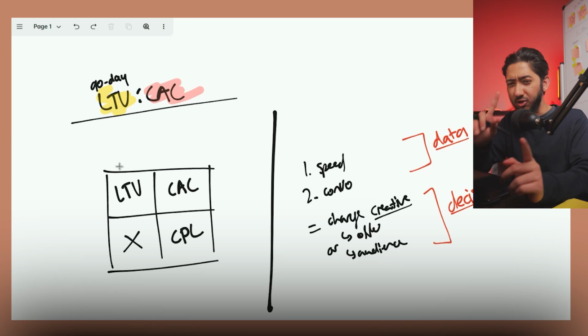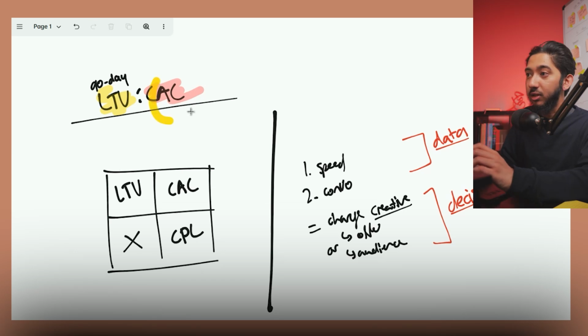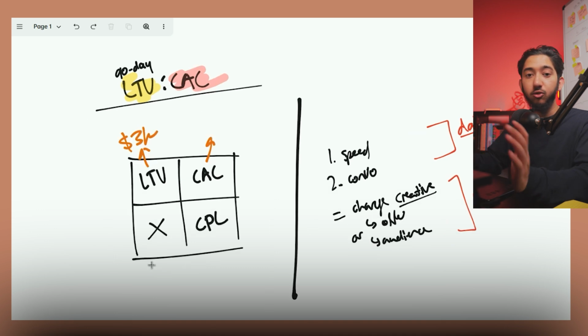So how can you tell in just 30 seconds whether or not your ads are profitable or wasting your money? The number is the CAC, or the cost to acquire a customer, or what we like to say, the allowable costs per customer. How much can we spend in order to get a new customer? And it's super simple to find out.